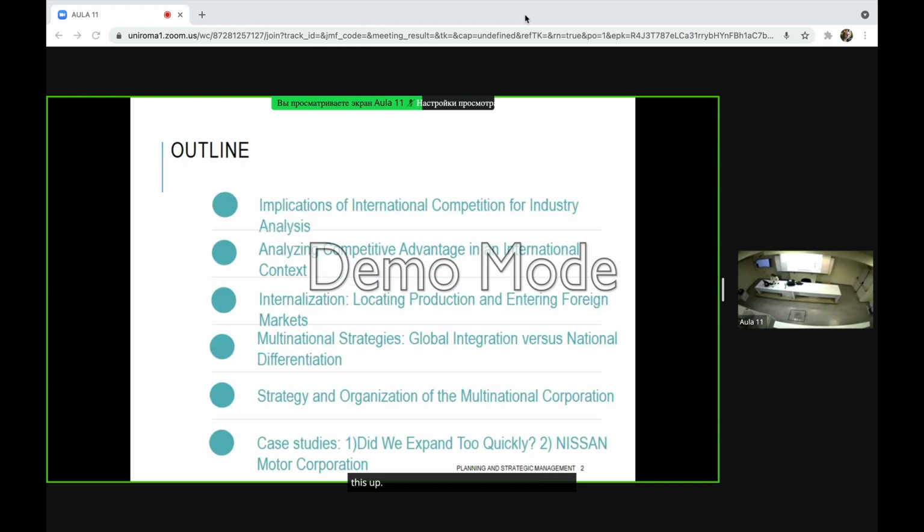The topic of today's lesson is internationalization, and the forces which lead to global integration and the pressures to national differentiation. Finally, we will deal with a case study. I think only one case study because you are few. A very interesting case study, a bit long but interesting.